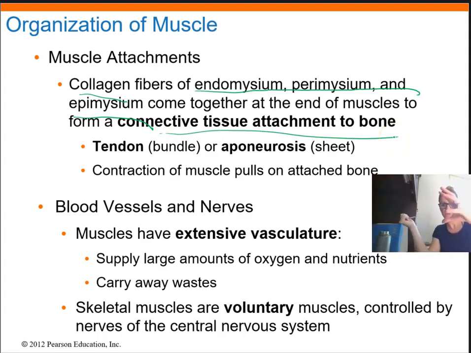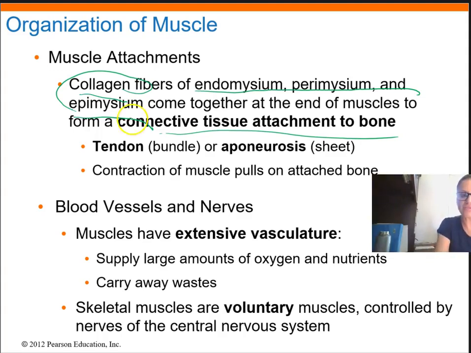If you picture the end of the muscle tapering off, and the muscle cells disappear, and all you have left is the collagen, the connective tissue. And then that connective tissue ends up connecting to a bone. And that's how the muscle connects to a bone. That's how it's attached to the bone that it's going to pull on.